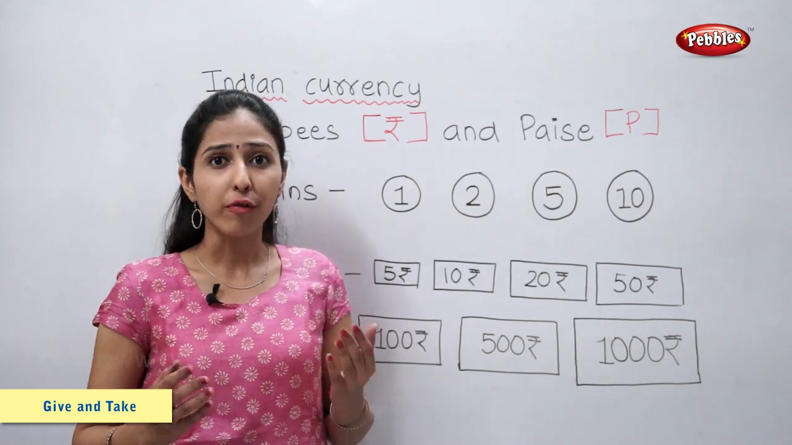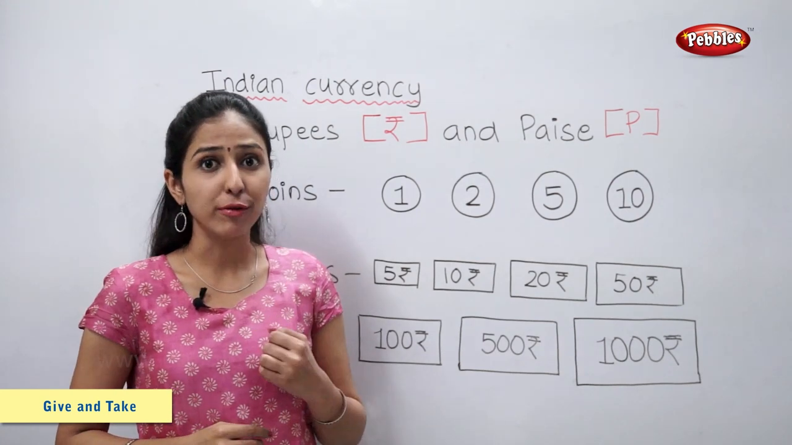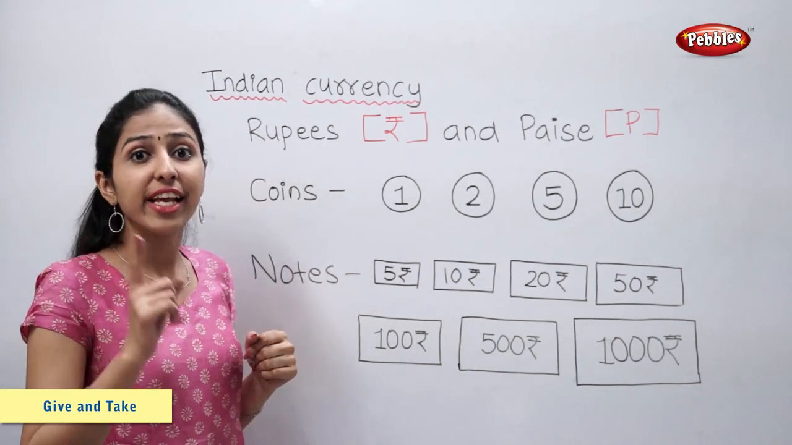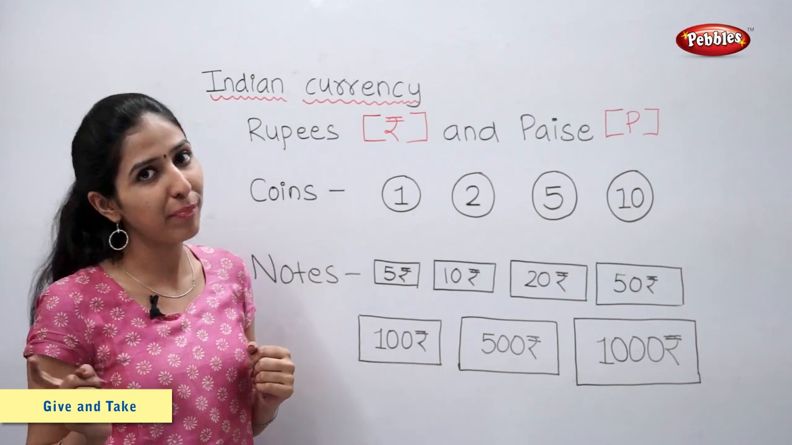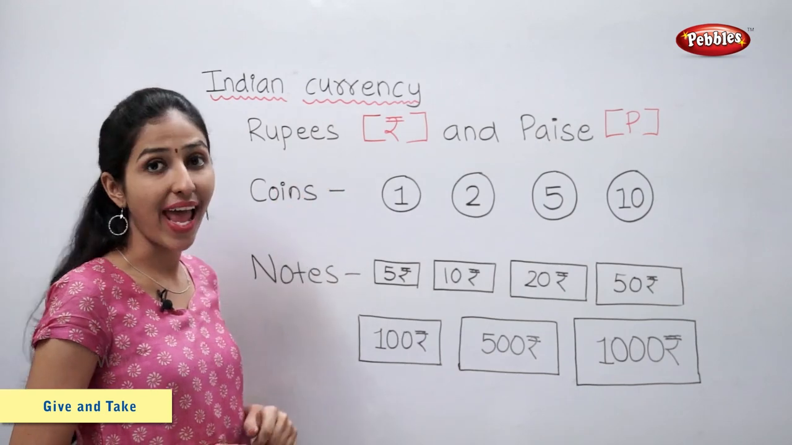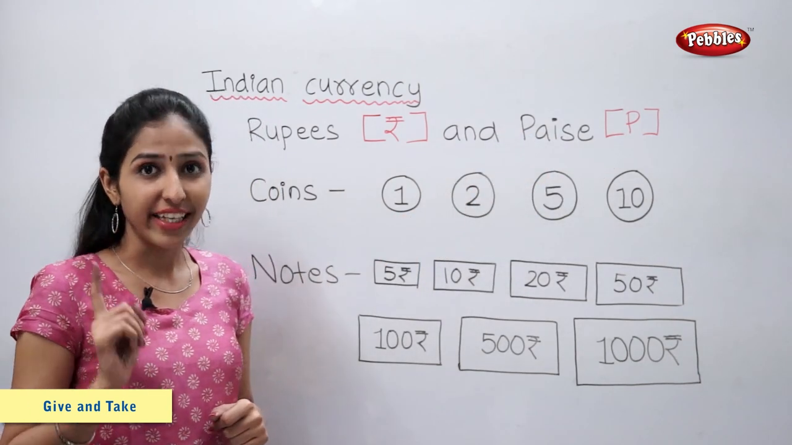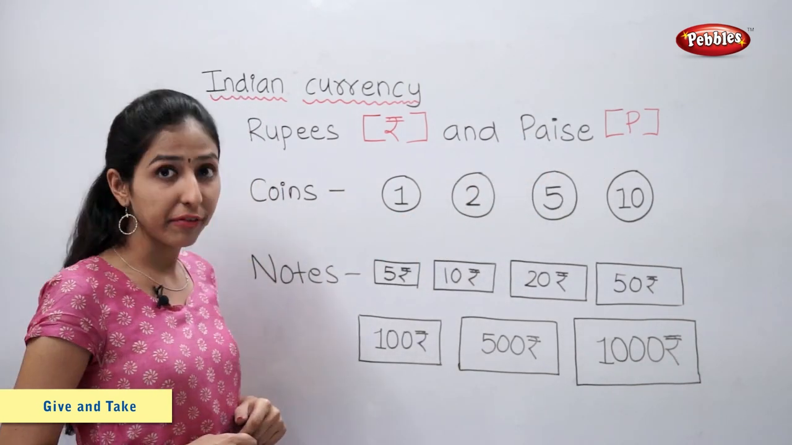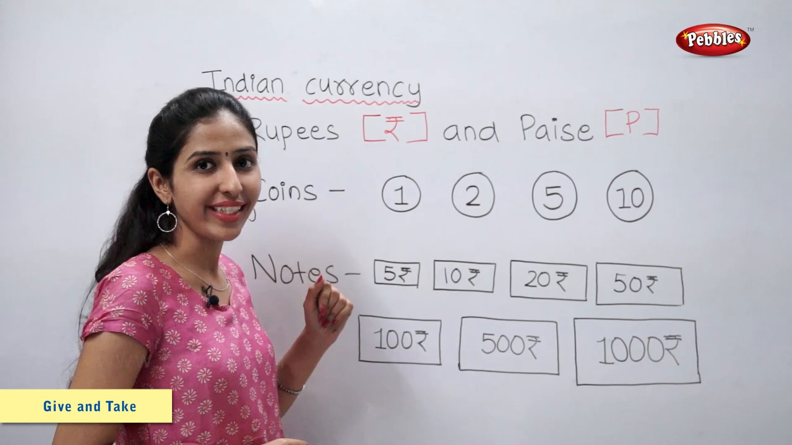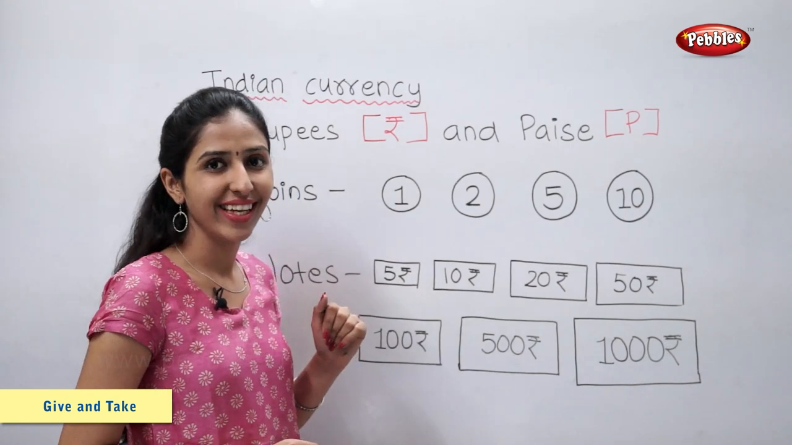For our daily needs, we have to buy various things from the market. For buying things, we have to pay money to the shopkeepers. Indian currency is in the form of rupees and paise. Rupees is denoted by this sign and paise is denoted by P. In India, coins that we have are 1 rupee coin, 2 rupee coin, 5 rupee coin and 10 rupee coin.